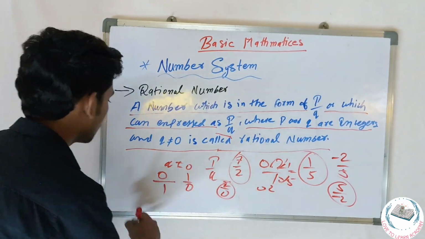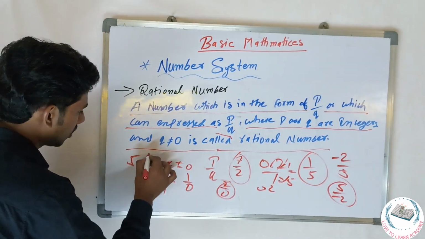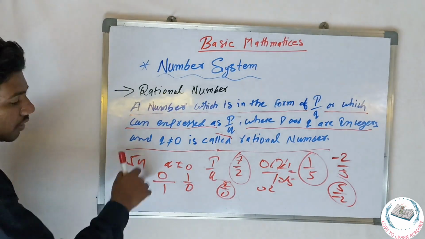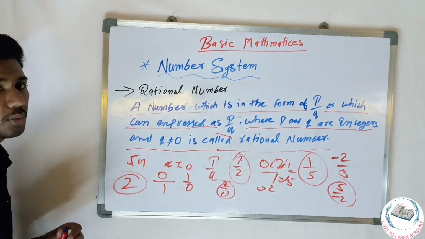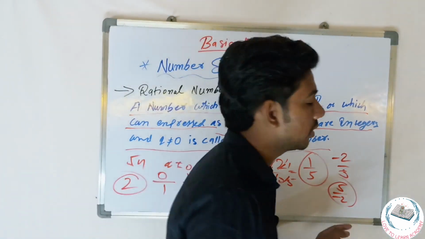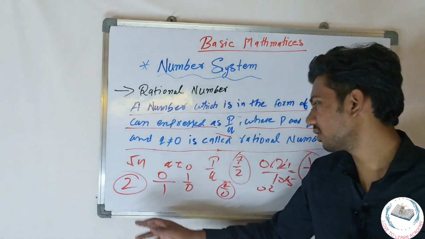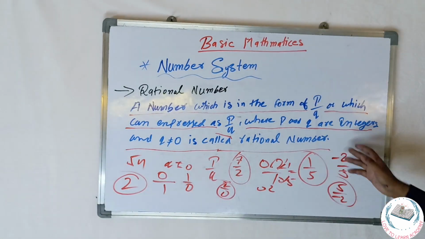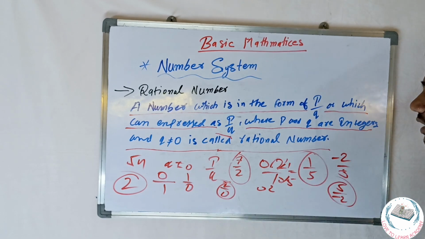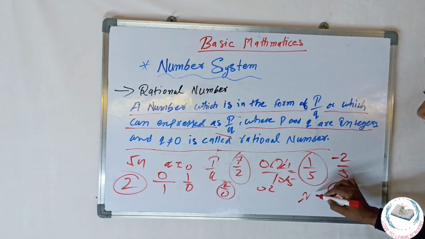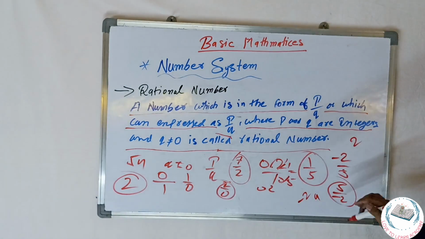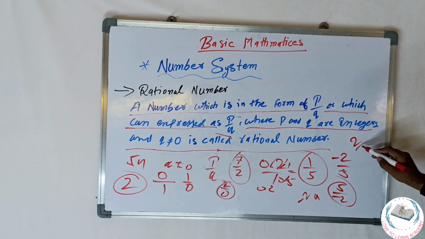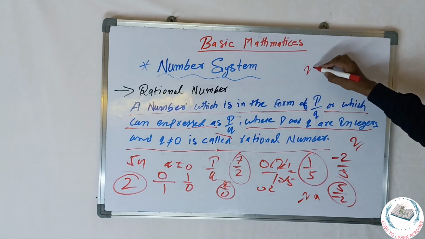And if you write root 4, what is the square root of 4? It will be 2. So it is also a rational number. I hope you understand rational numbers. You can say integers are rational numbers, where negative and positive both come, and they are in the p by q form. Otherwise, if I write it like this, it is not in the p by q form. Suppose this is an example.